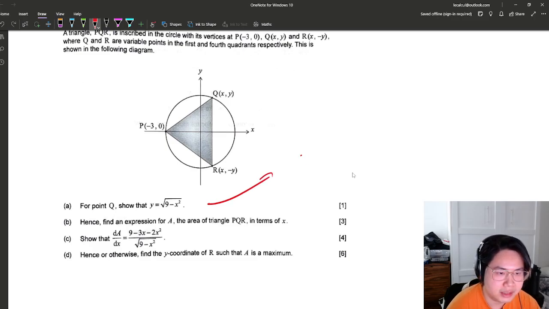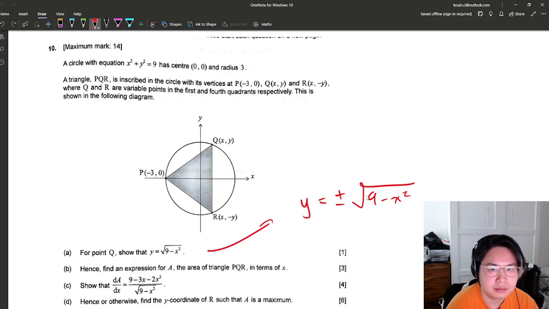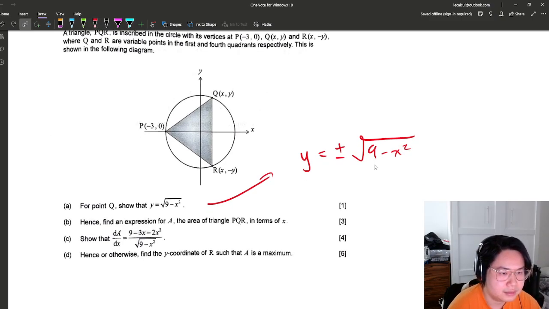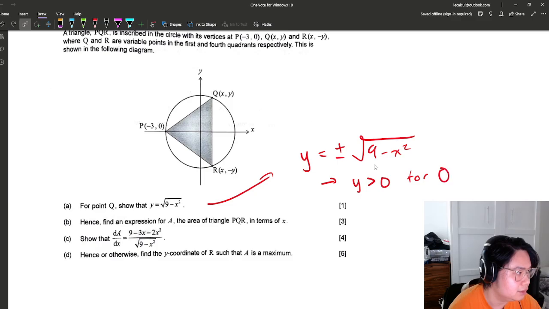we just solve for y, right? So y is equal to plus or minus the square root of 9 minus x squared from our original circle equation. And then y has to be positive, right? Because this is for Q. Q is the one on top. So you have to choose this one, not the one with the negative.